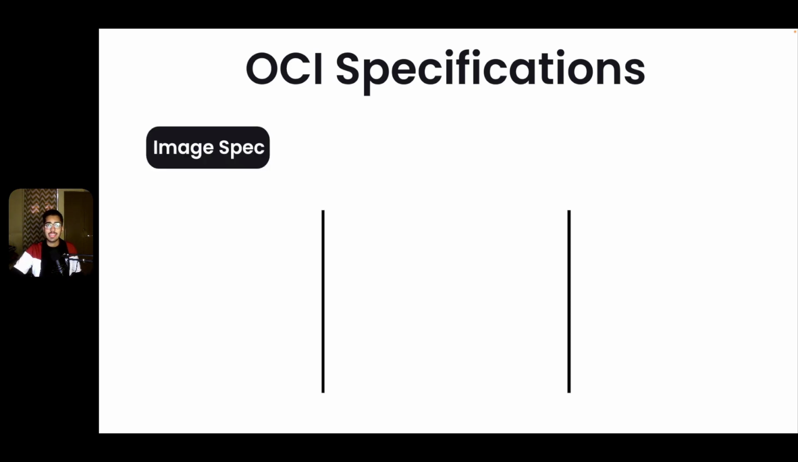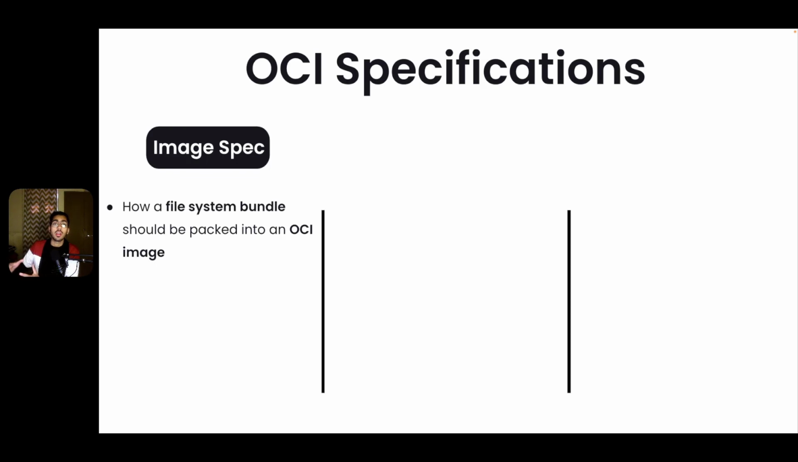The number one is the image specification. Here we are talking about how a file system bundle should be packed into an OCI image. Here we are talking about how a container image will be made. All the rules and the protocols related to making a container image are described under the image specification. Now, what is the use case of the image specification? Why do we need the image spec?